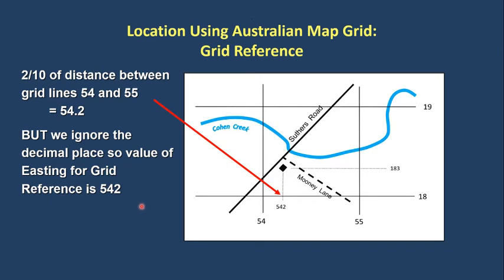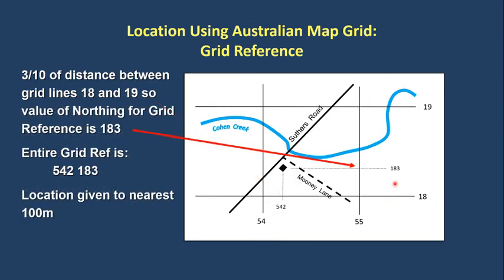And so we just give that as the grid reference, not an area reference, but a grid reference of 542. Again, if we look at it going up on the northing, we're 3/10 of the way here from 18 to 19. So that's 18.3, but again, we ignore the decimal and just call that 183. We put both those numbers, again the easting first and then the northing, and we end up with 542 space 183. And that's actually the grid reference. Now that gives us a location which is now interpolated down to the nearest 100 metres.